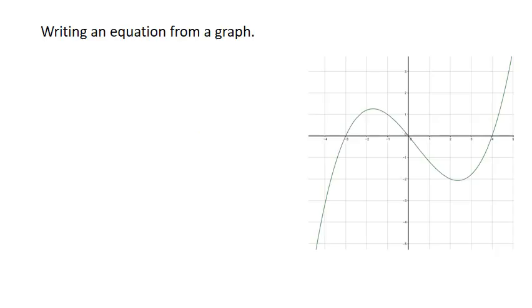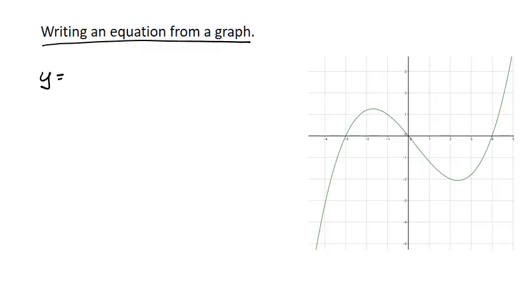So what I have here is a polynomial equation already graphed. And notice the directions say that we're going to be writing an equation from the graph. So I've got a graph here of a polynomial, and my goal is to find out the equation y equals... What is the equation that, if I were to graph it, would give me this polynomial? So that's where we're at right now.